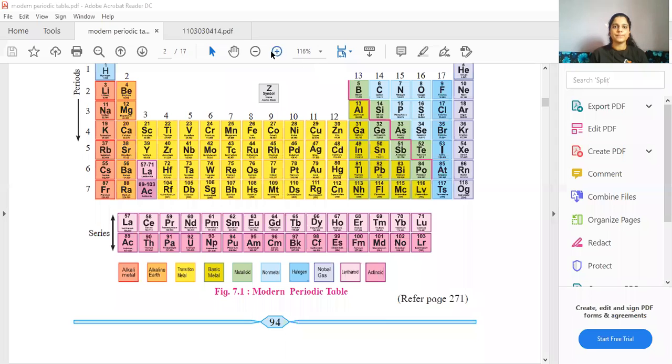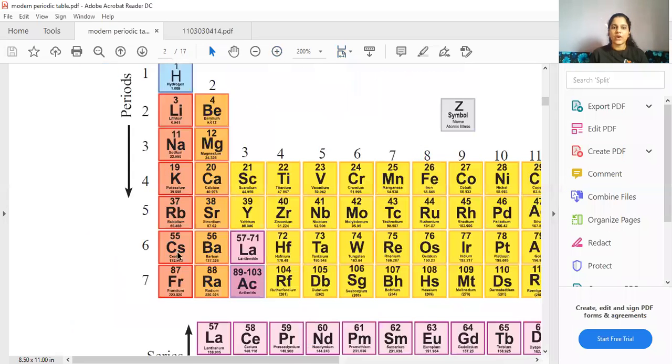Okay, so see, the first element of the sixth period is cesium, students, with atomic number 55. All right. Now, if you write the configuration for 55, the entire configuration following the energy order and everything, you will see that the last electron for cesium will enter into the 6s subshell.